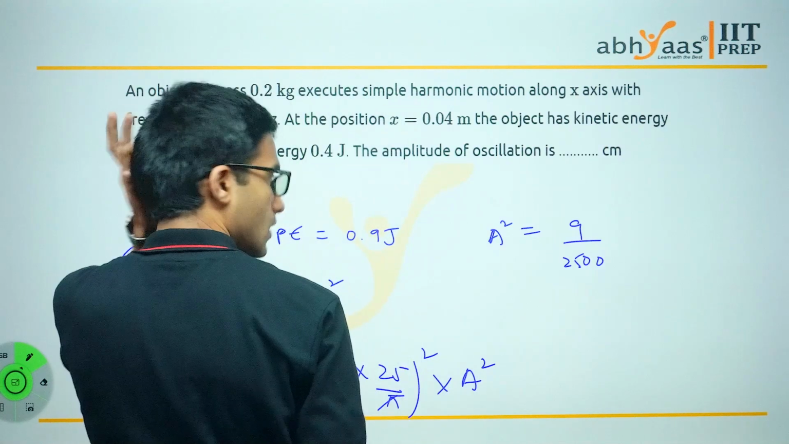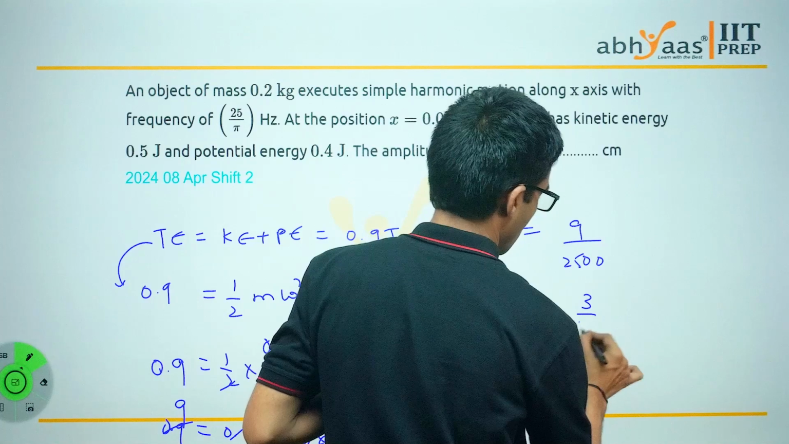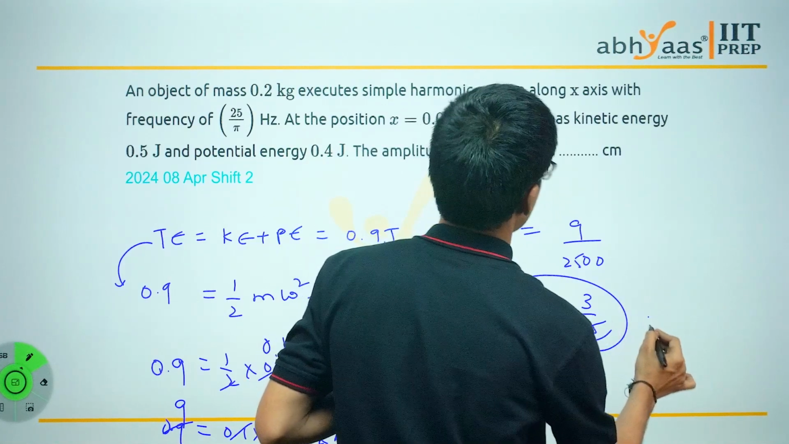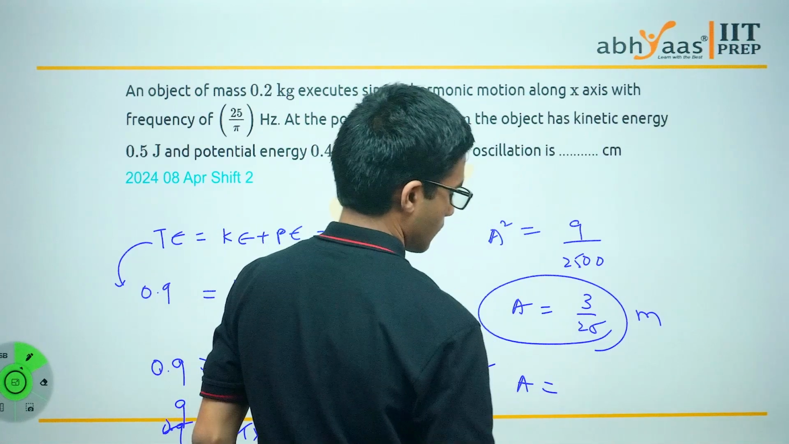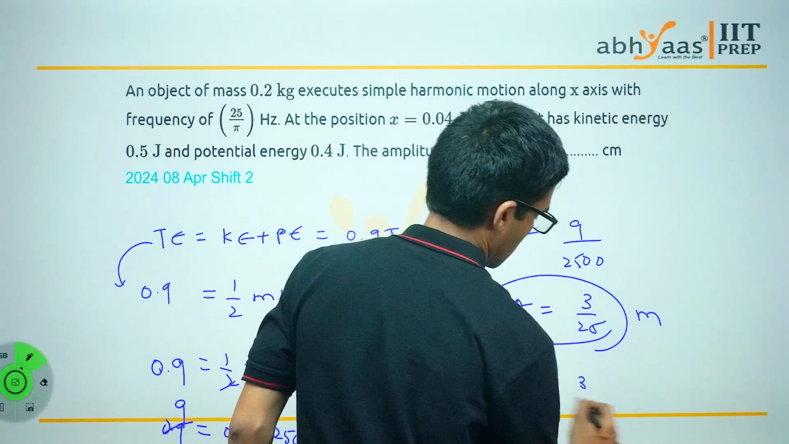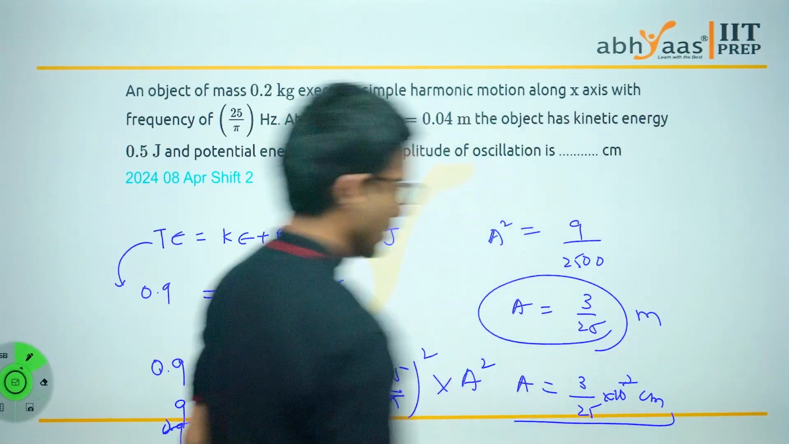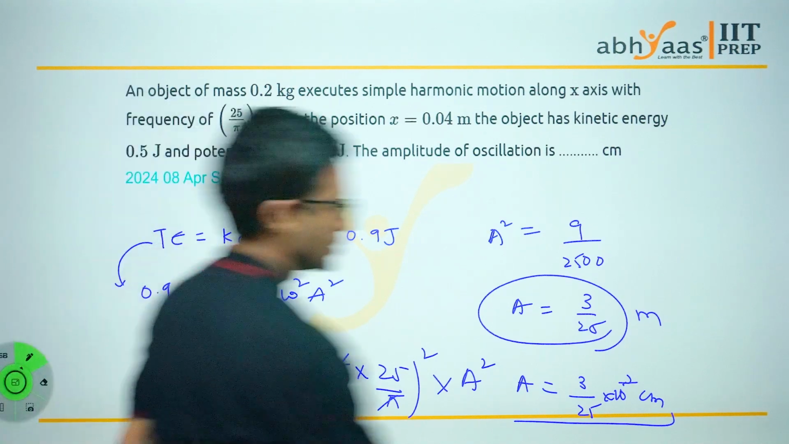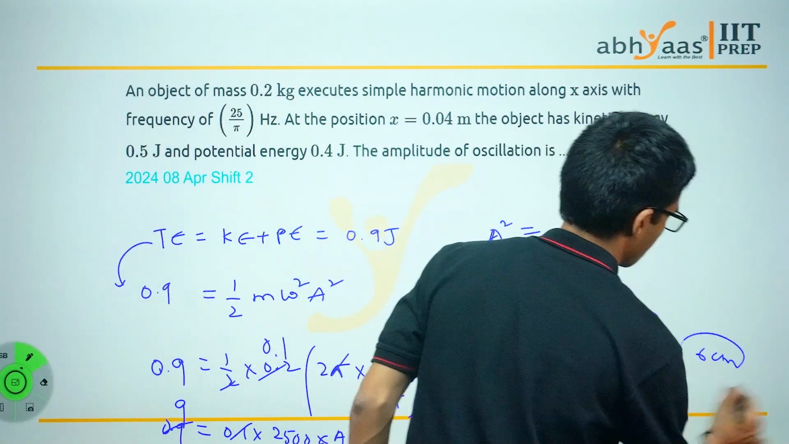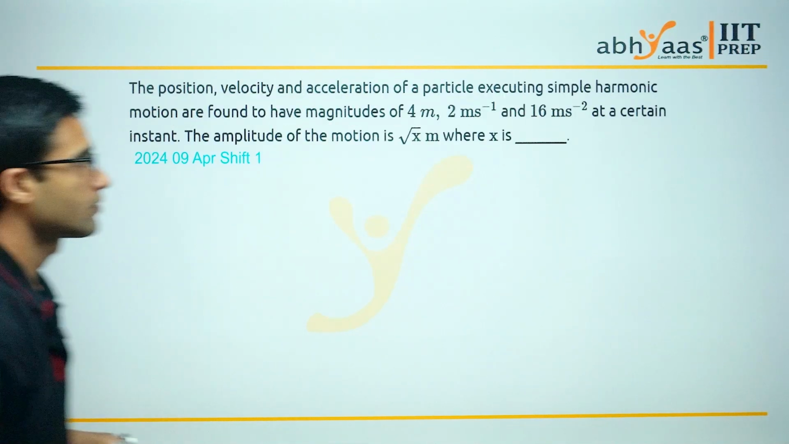Now see this. A is equal to 3 by 25, which is in meters. But if you want it in centimeters, it is 3 by 25 into 10 power minus 2 centimeters. If you calculate, this value is around 6 centimeters. This is the answer. The only thing I used is the expression for total energy. It's very simple, one of the easiest questions.